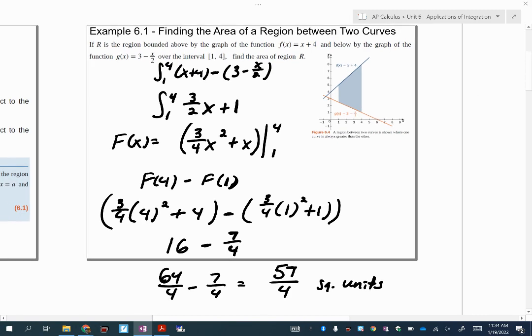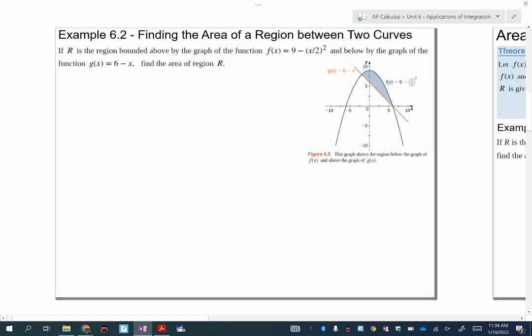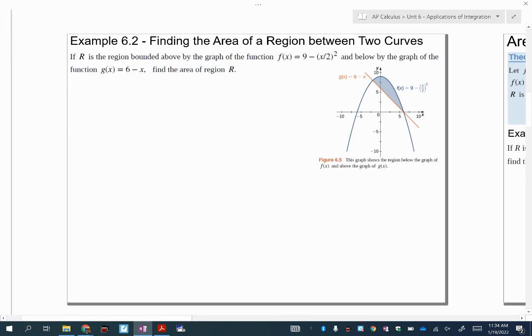All right, let's keep going. Now, the next iteration of this is looking at the area between 2 curves where the region is bounded by where they intersect. You can see in this graph that we're looking at the area between these two functions, but we first need to find the limits of integration because right now I don't know where they intersect.